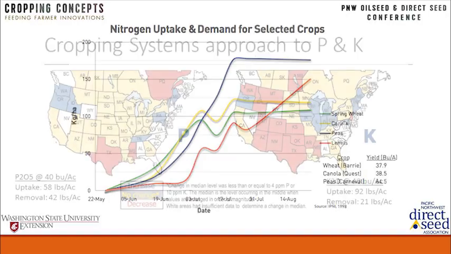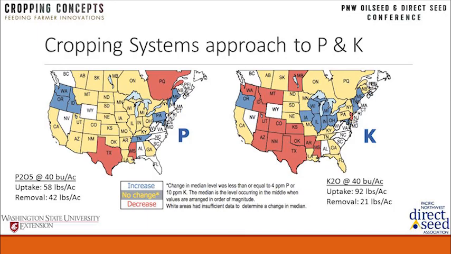Phosphorus and potassium, phosphorus mentioned already, but from my perspective, it's all about understanding the need of the cropping system for these two nutrients. I have to be careful about how much phosphorus I'm placing with the seed.